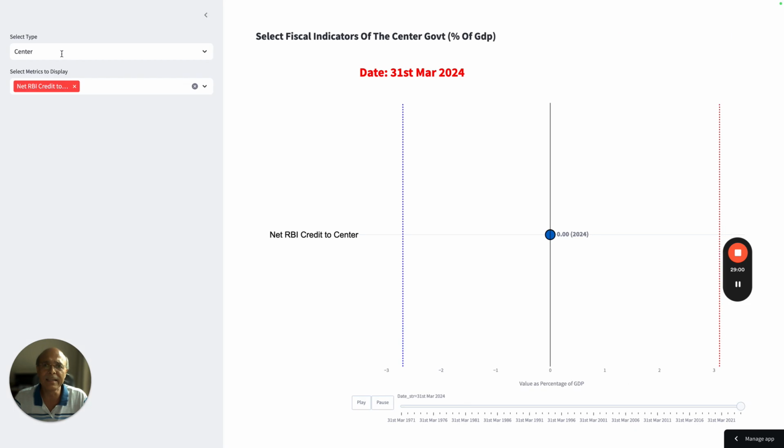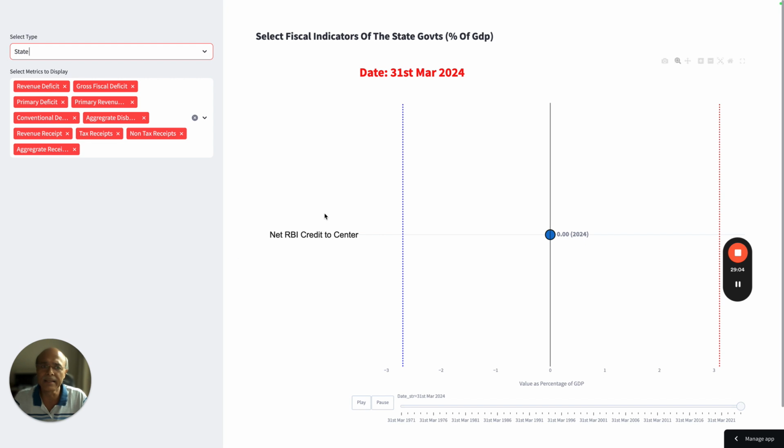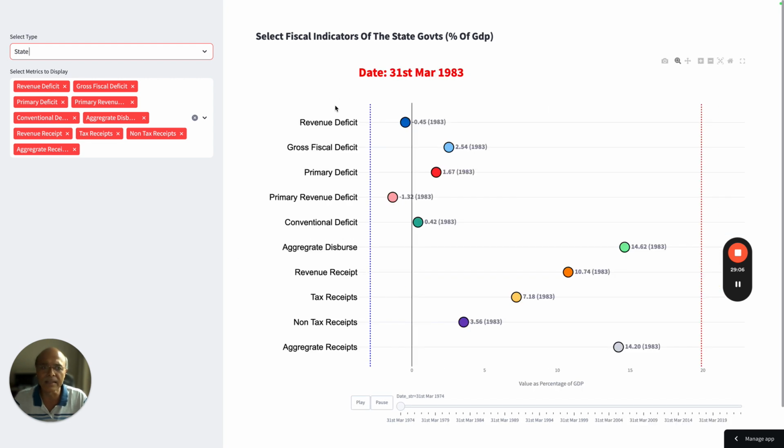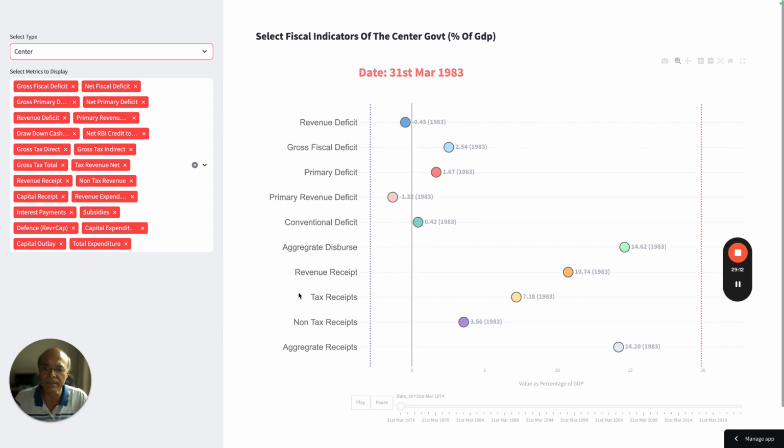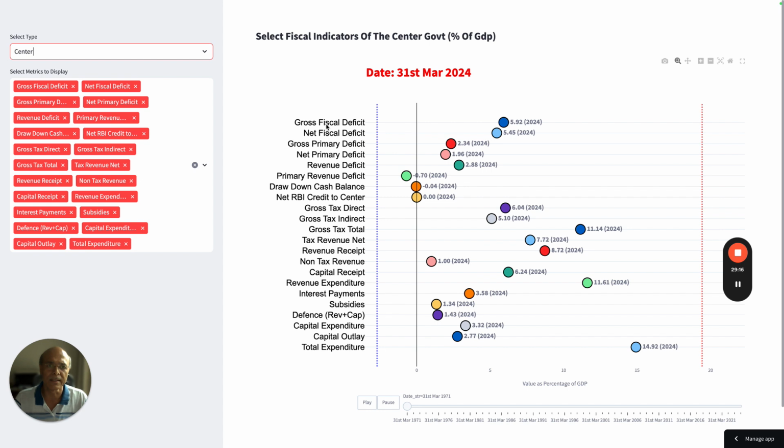There are multiple dimensions here to play with. So if you see here, I could not show state. You can choose a state, and then you can look at the state's dimensions also and play with them. And you can look at the central dimensions and play with a series of dimensions of the center: gross fiscal deficit, net fiscal deficit, gross primary deficit, net primary deficit. Now what is primary deficit? Primary deficit is nothing but net of interest payment.